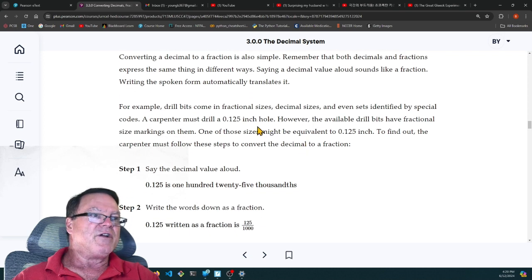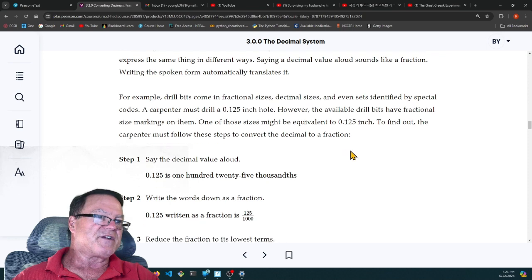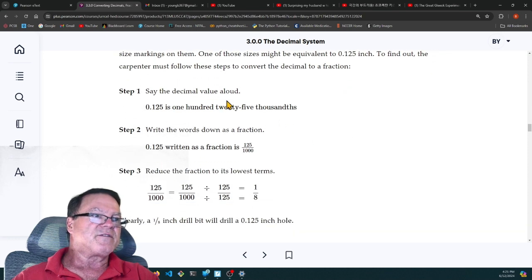For example, drill bits come in fractional sizes, decimal sizes, and even sets identified by special codes. A carpenter must drill a 0.125-inch hole. However, the available drill bits have fractional size markings on them. One of those sizes might be equivalent to 0.125 inches. To find out, the carpenter must follow these steps to convert the decimal to a fraction. Say the decimal value aloud.